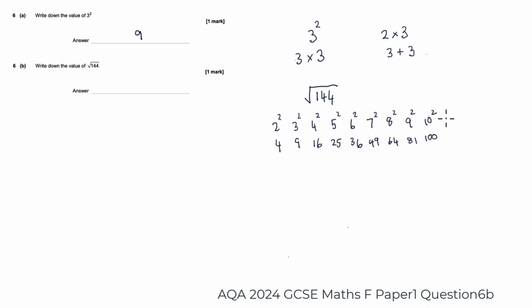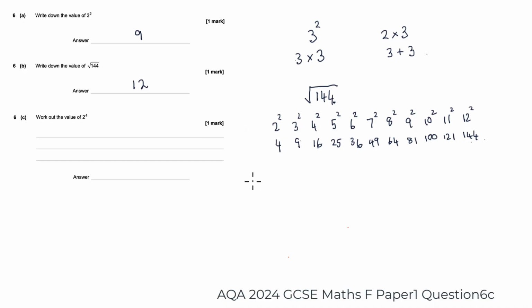10 tens are 100. Now 11 squared, 121. 12 squared is 144. So it's a square number, it's quite big, it's 12 times 12. So the square root of 144 would be 12, because 12 squared is 144. Now let's move on to the last part of this question.